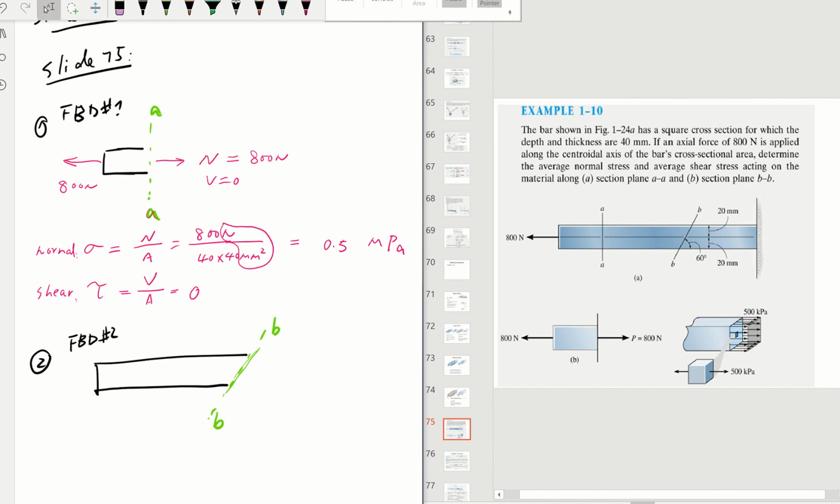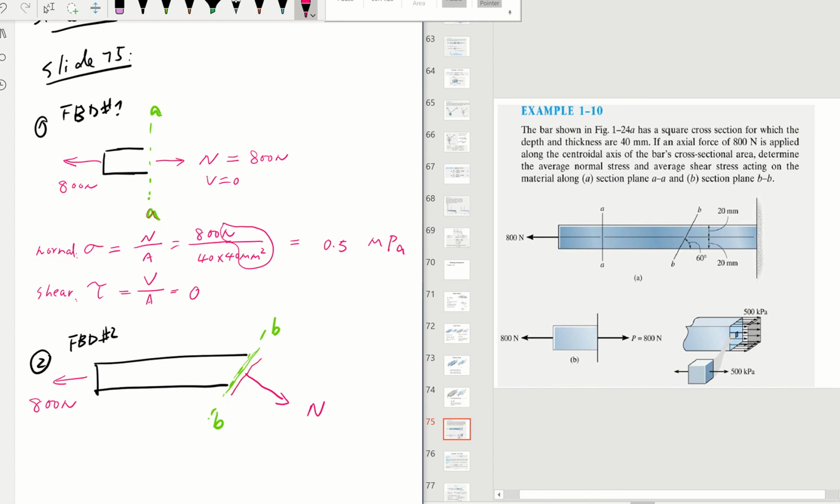We have this FBD2, and we're going to go ahead and label all the forces acting on it. So we look at the left section, and in this left section, we still have this 800 Newton to the left. Now we have this BB, it's slanted. How do we draw the normal? The normal, remember, still has to be perpendicular to that surface. So this is going to be our normal. How about our shear? Our shear still has to be parallel to the surface.